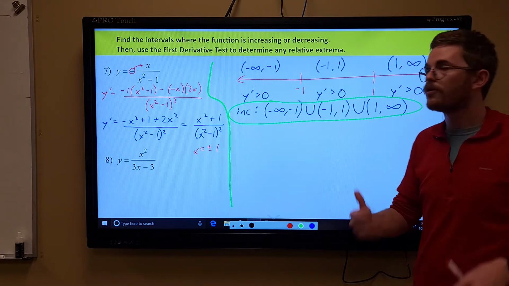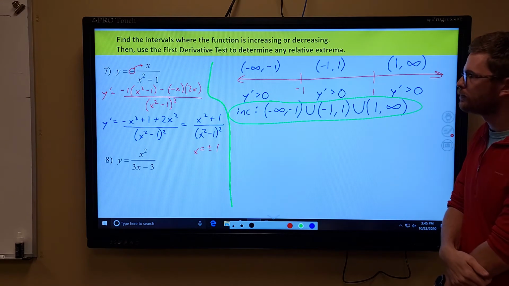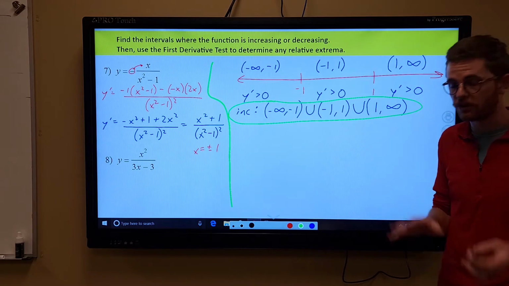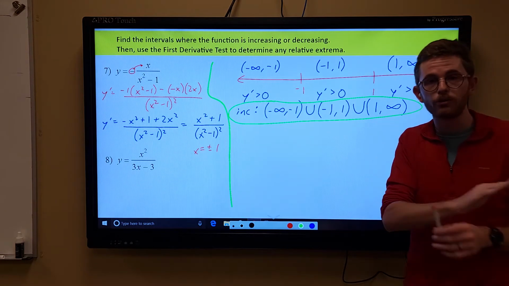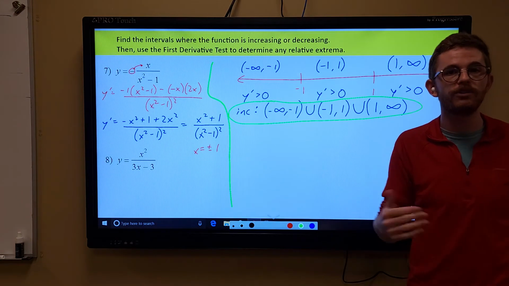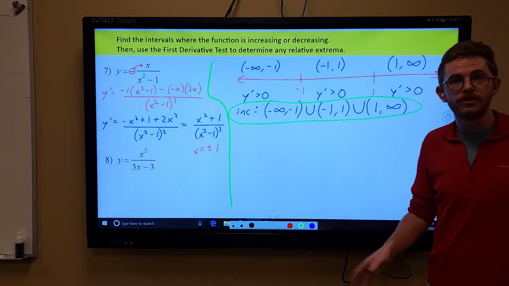And so think about the first derivative test, right? We checked those critical values. And it never did change from increasing to decreasing. That right there is already telling us we don't have any relative extrema because it never did change from increasing to decreasing or vice versa. There are no intervals of decreasing.